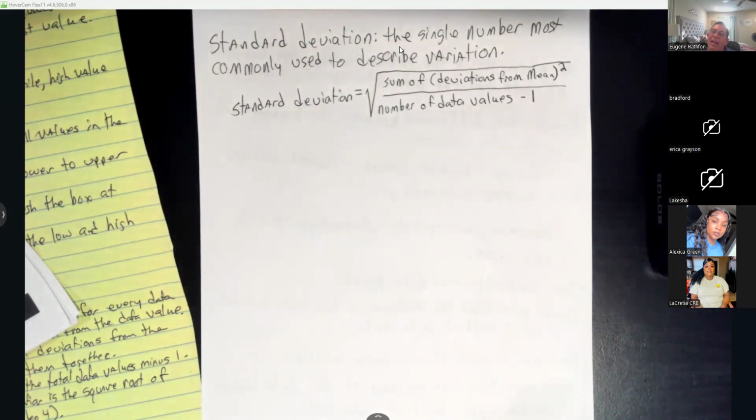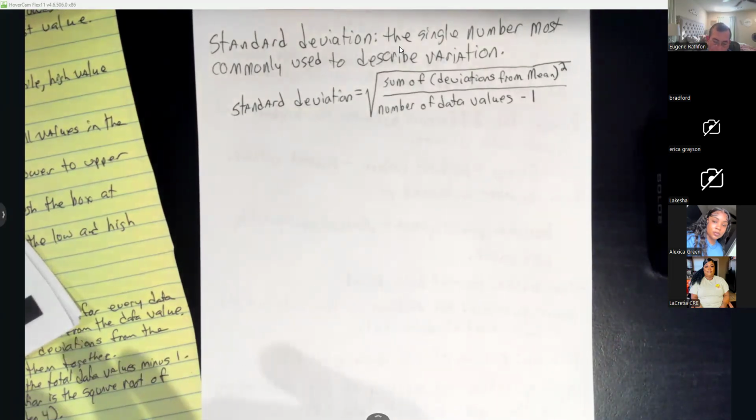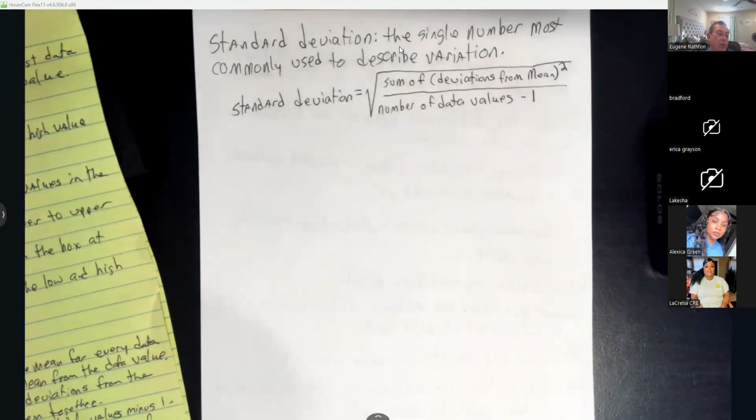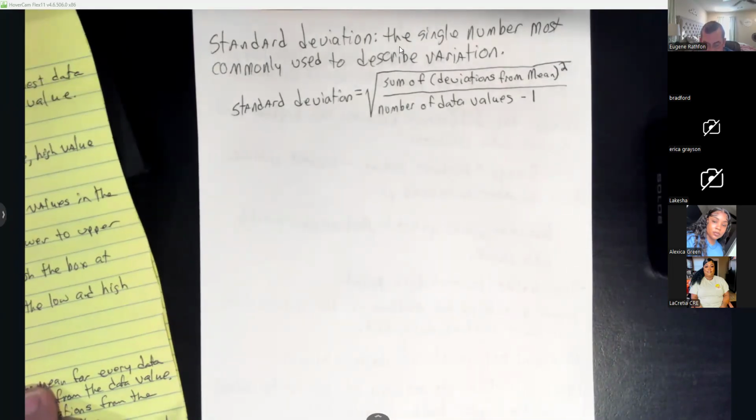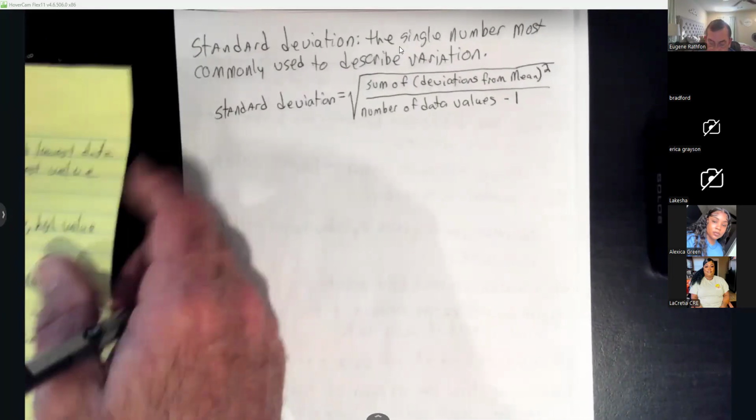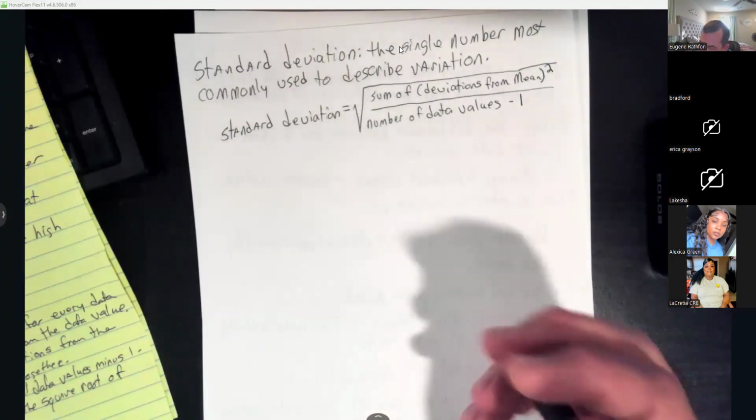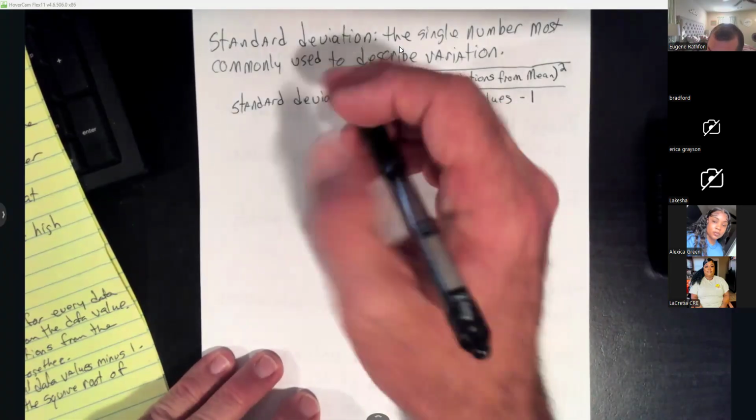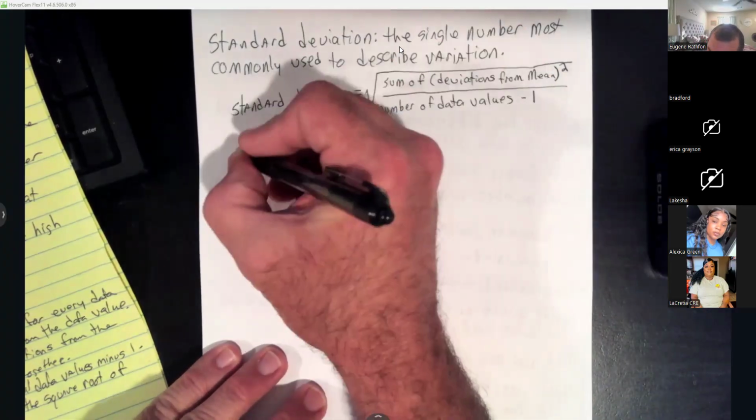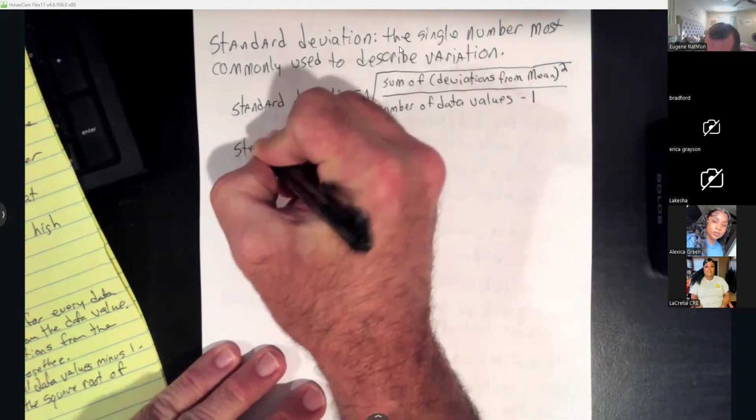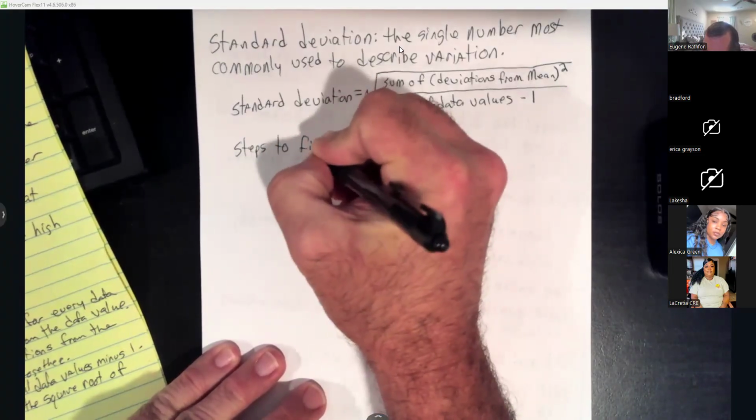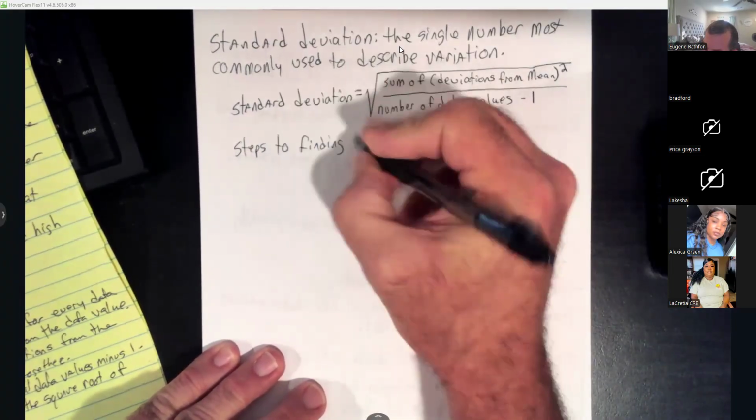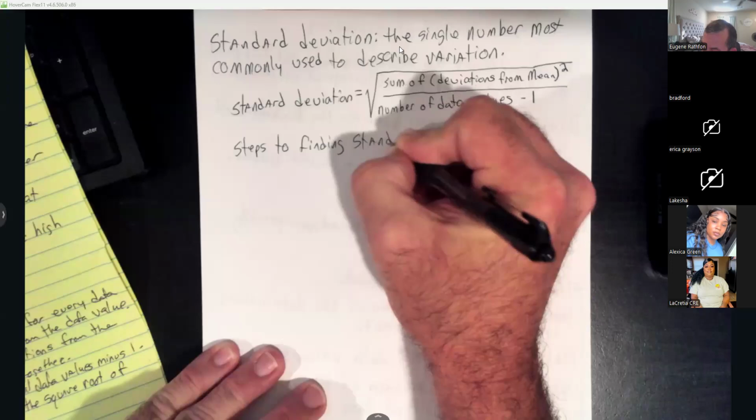So I'll actually write these steps out for you that I use to find the standard deviation. And then y'all, we'll do some homework problems showing you how to do those. So, steps to finding standard deviation.